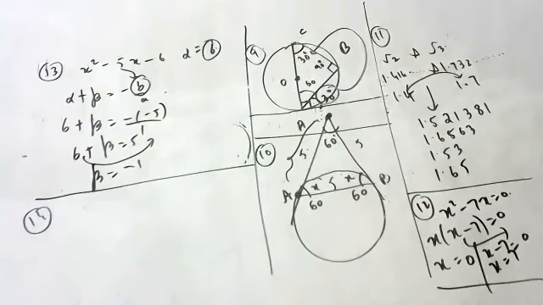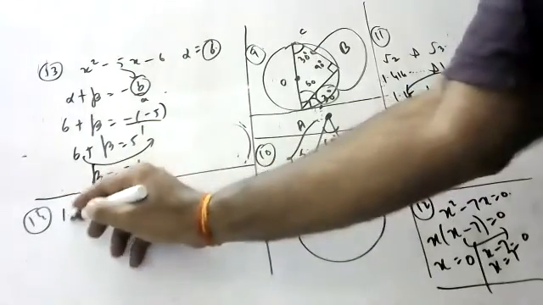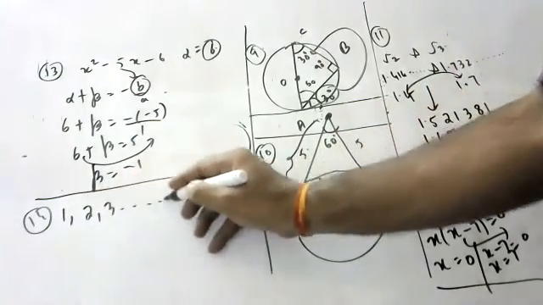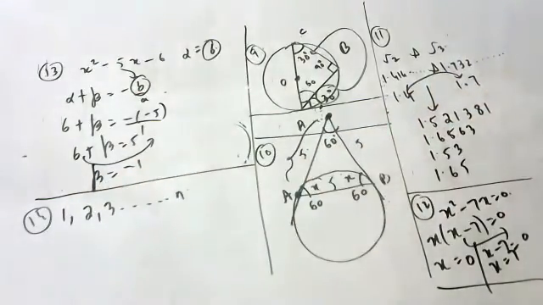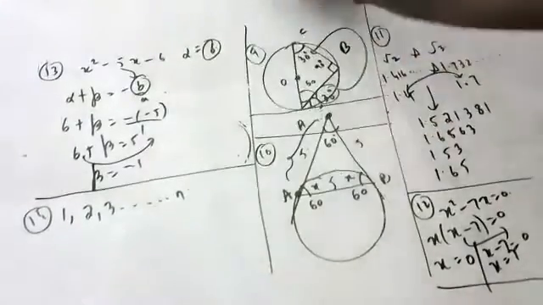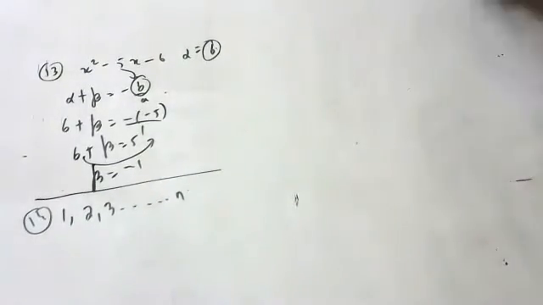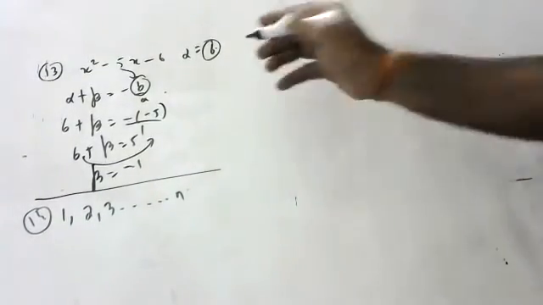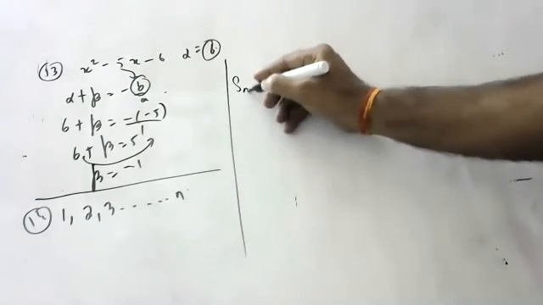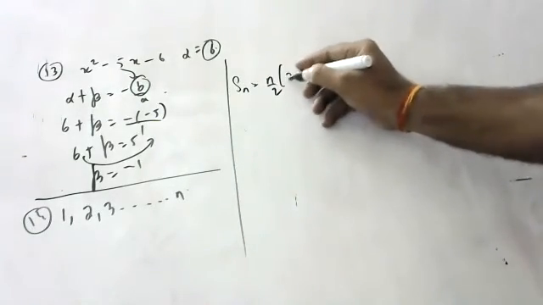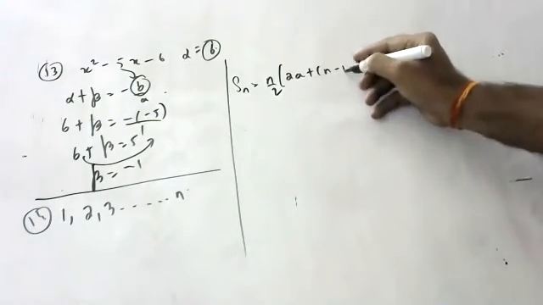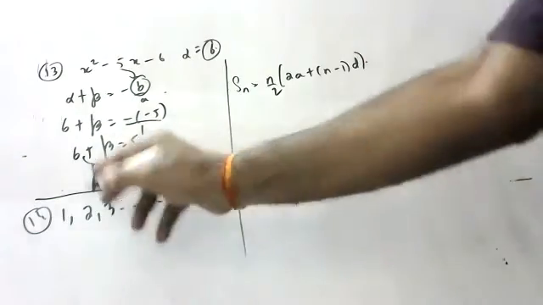Find the arithmetic mean of 1, 2, 3 up to n. Find the arithmetic mean is the same, children. Do you remember, children? I told you this question. Arithmetic mean is the sum of all numbers by the number of given numbers. So children, for the sum of n terms, what is the formula, children? Sn is n by 2 into 2a plus n minus 1 into d. And common difference is 1 everywhere.